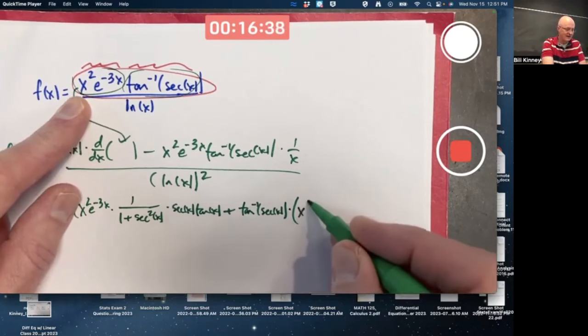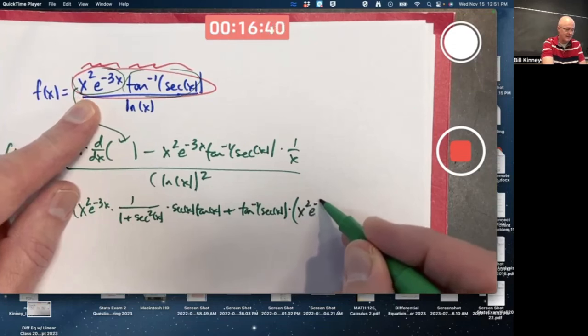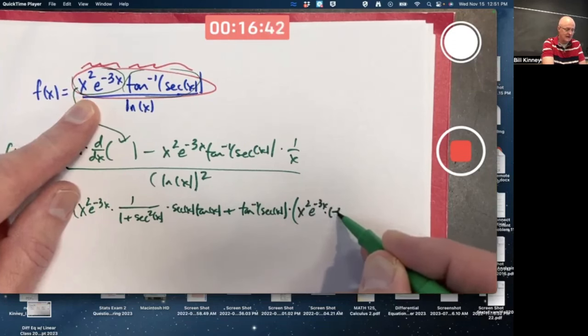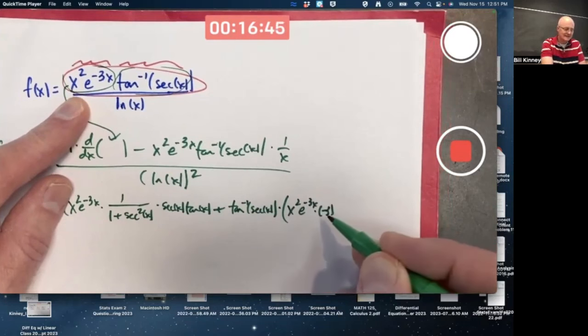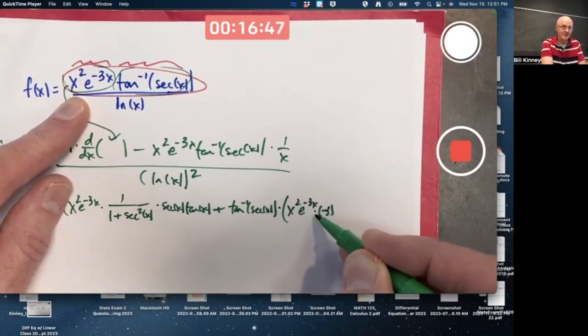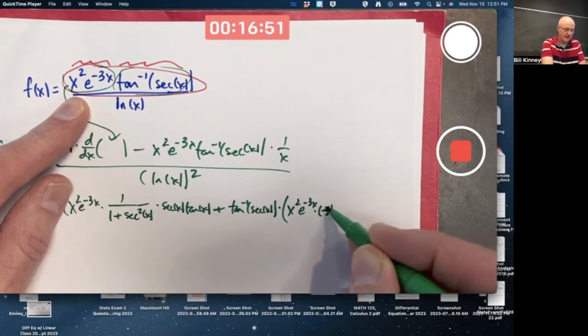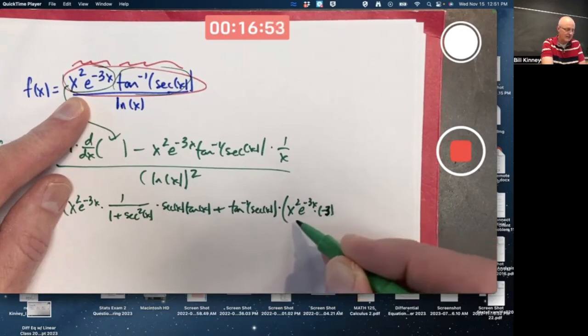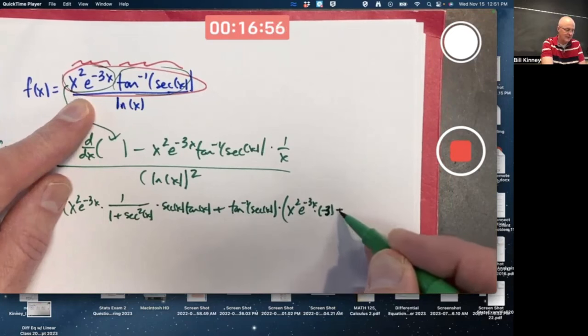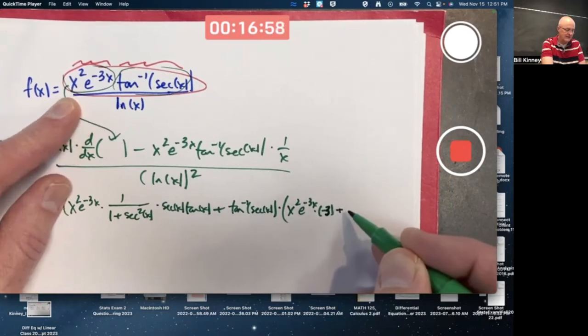Left d right plus right d left in there. Left x squared. D right e to the negative 3x times negative 3. The dot is essential there, unless you put the negative 3 in front. That is a negative 3 if you can't quite tell. Left d right plus right e to the negative 3x. D left means derivative of x squared is 2x.